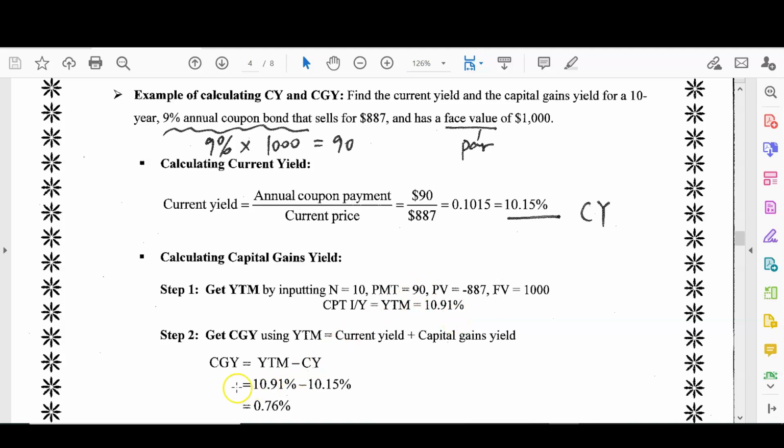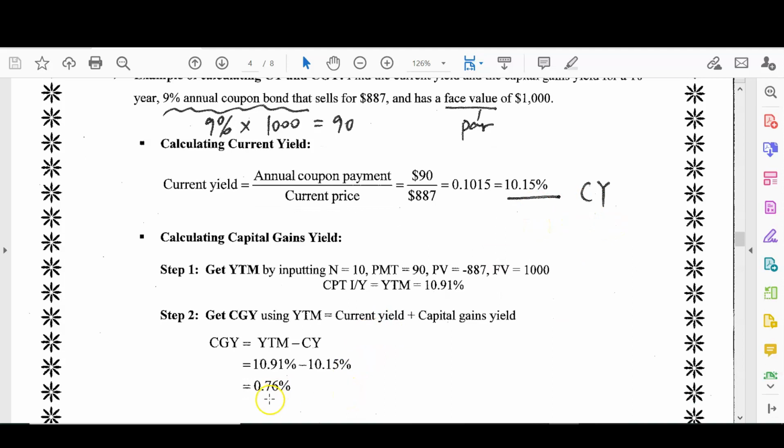Okay, step 2, you can just use this 10.91% yield to maturity you just solved for, minus the current yield you just solved for, 10.15%. So we have 0.76% as our capital gains yield.